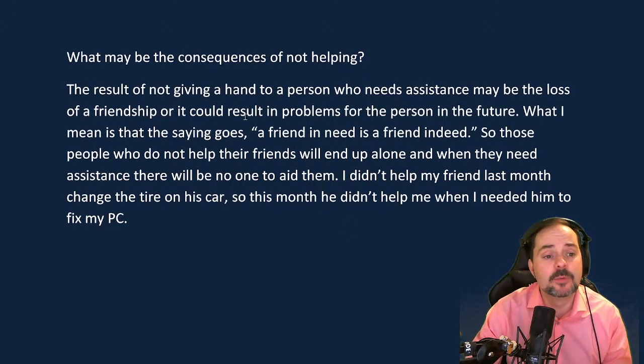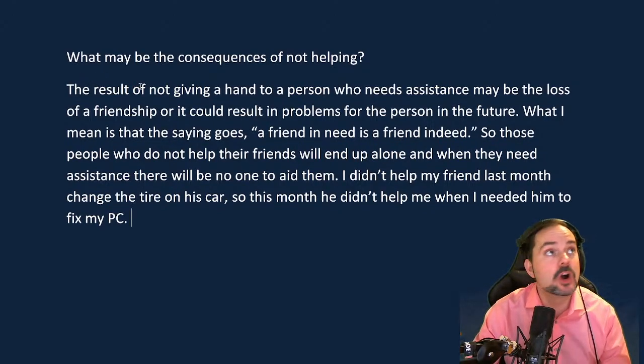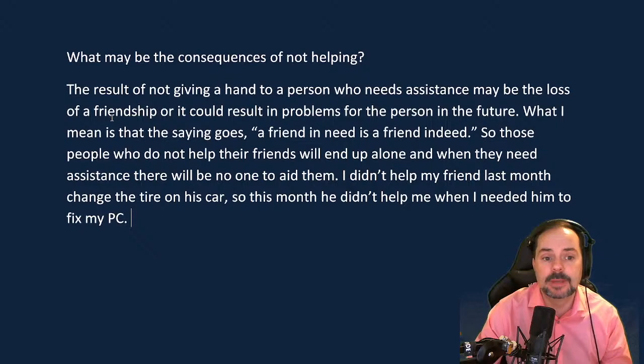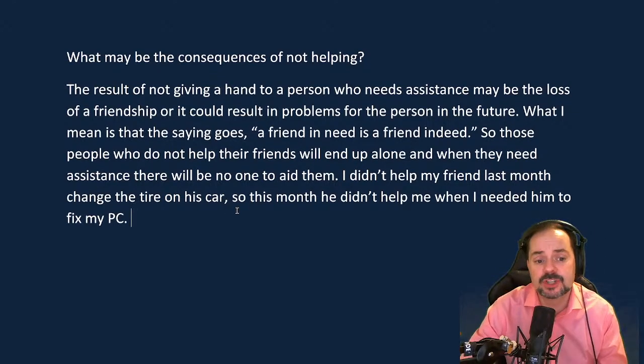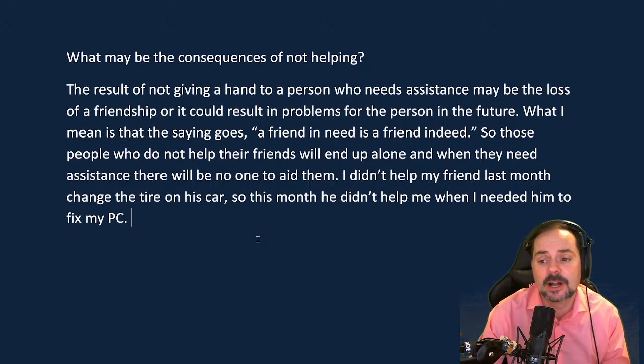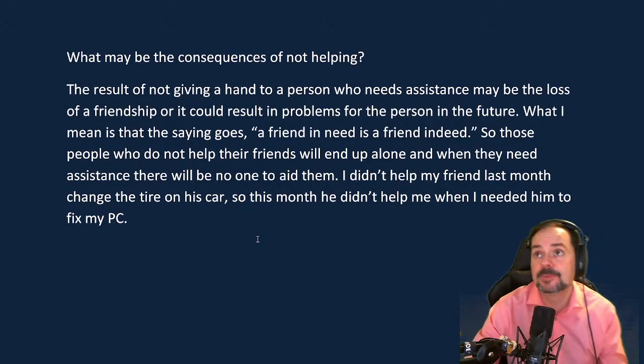So here we go, everyone. Repeat after me. What may be the consequences of not helping? The result of not giving a hand to a person who needs assistance may be the loss of a friendship, or it could result in problems for the person in the future. What I mean is that the saying goes, a friend in need is a friend indeed. So those people who do not help their friends will end up alone, and when they need assistance, there will be no one to aid them. I didn't help my friend last month change the tire on his car, so this month he didn't help me when I needed him to fix my PC. Okay? All right, so that's how you can do it.